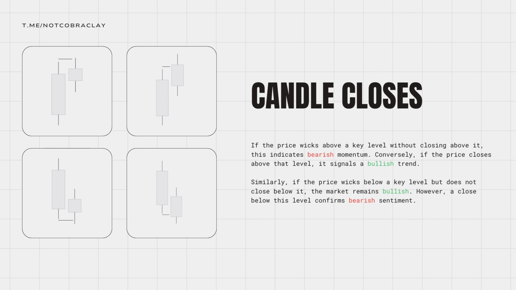Second, the top right picture. Similarly, if the price wicks below a key level but does not close below it, the market remains bullish. However, a close below this level confirms the bearish sentiment.